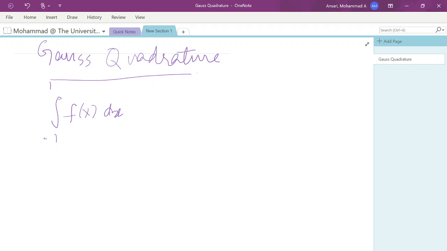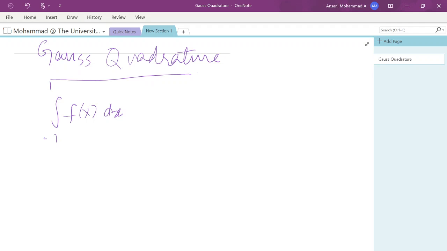Now you must have realized that all your integrations may not be of this form. Although you have a function in here, your limits might be something different, let's say from 0 to 2 or something like that. That is true, but every integration can be brought into this form by using some linear transformations.